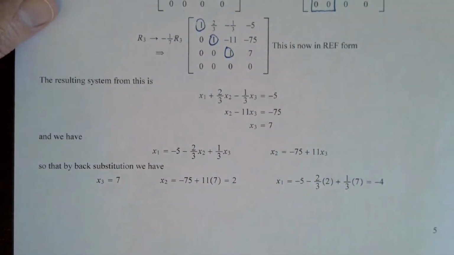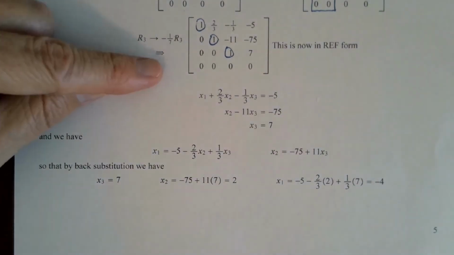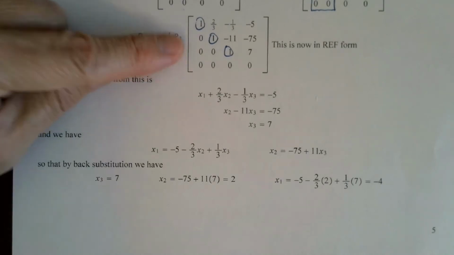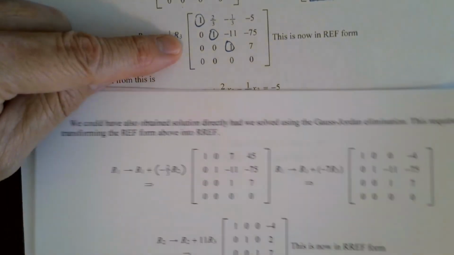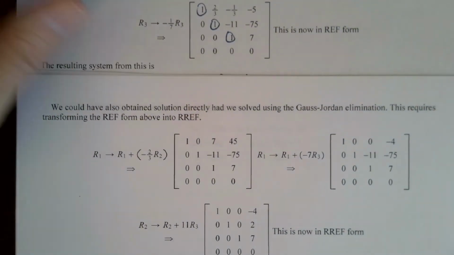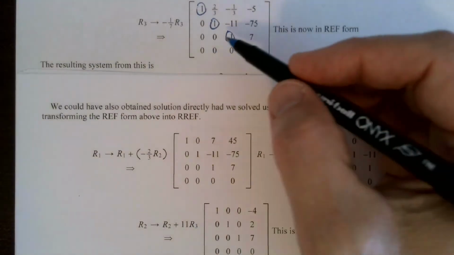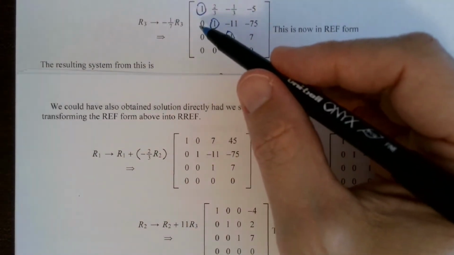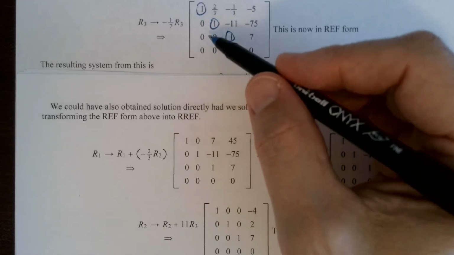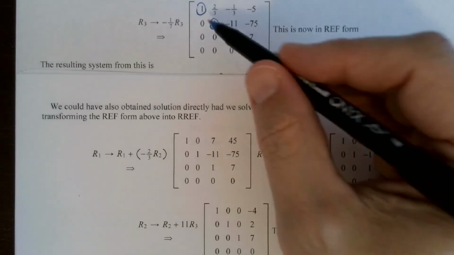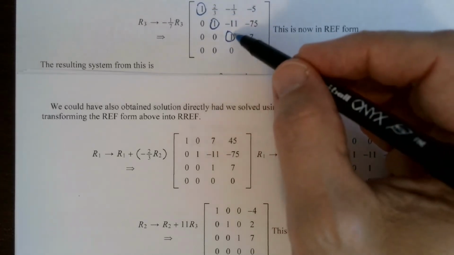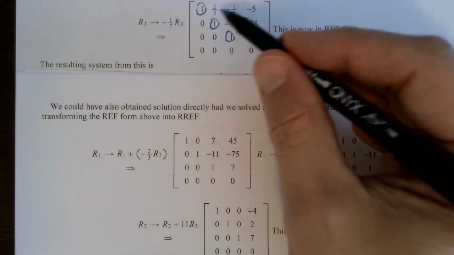Okay. But what's Gauss-Jordan? Gauss-Jordan is continuing, not stopping here, but putting this matrix in its reduced row echelon form. So how would we do that? This was the so-called forward phase, where we're getting zeros below the leading ones. Now the backward phase is getting zeros above, right?